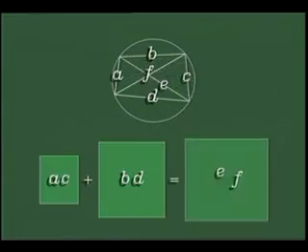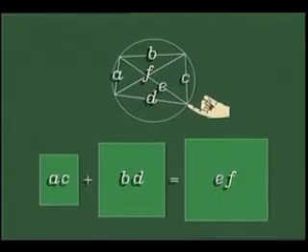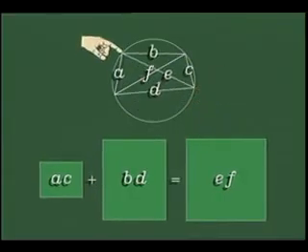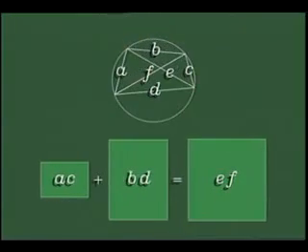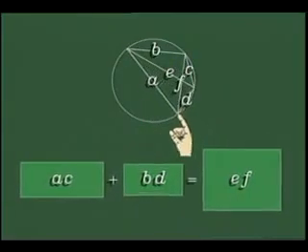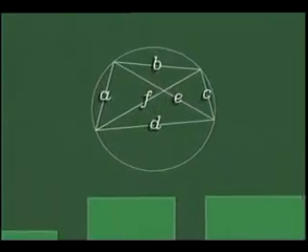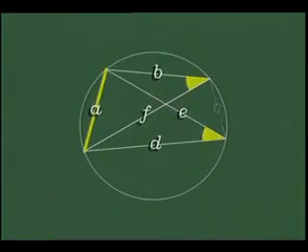This equation is called Ptolemy's theorem, and it can be interpreted geometrically in terms of areas of rectangles. The equation is true no matter where the vertices lie on the circle. Now let's see why Ptolemy's theorem is true. These two angles are equal because they cut off the same chord.